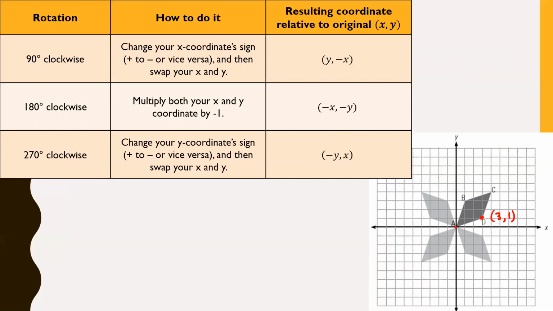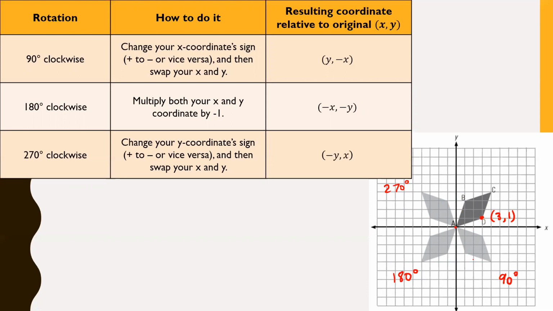Now, if we're going to do each of these rotations, hopefully you can see that a 90-degree clockwise rotation is going to bring us down here. A 180-degree clockwise rotation will bring us over here. And a 270-degree clockwise rotation will bring us over there. Because again, we're going clockwise the same way a clock moves. 90-degree, 180-degree, 270-degree. Okay? Focus in on this point D, 3, 1.